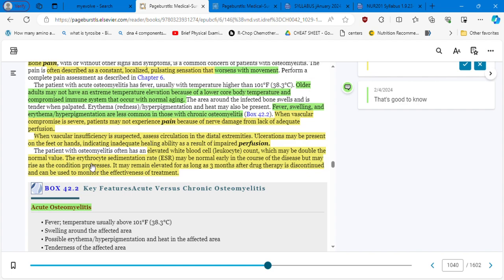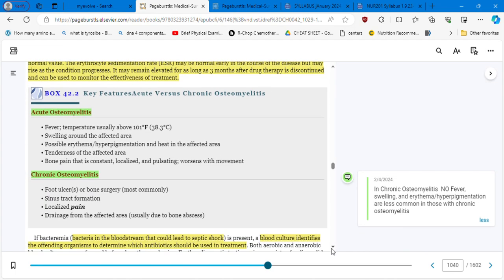Okay. The erythrocyte sedimentation, ESR, may be normal early in the course of the disease, might rise as the condition progresses, and we know that ESR is always testing inflammation. It may remain elevated for as long as 3 months after drug therapy is discontinued and can be used to monitor the effectiveness of the treatment. So ESR is going to be elevated 3 months after. So if the patient finishes treatment in January, ESR is going to be elevated until April.